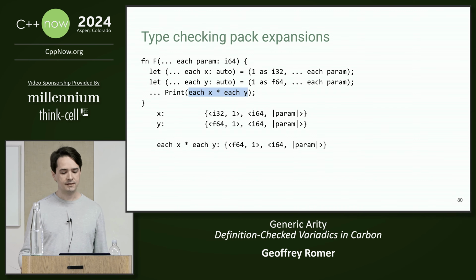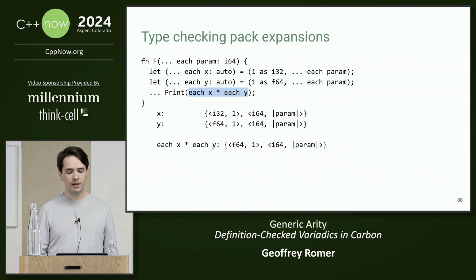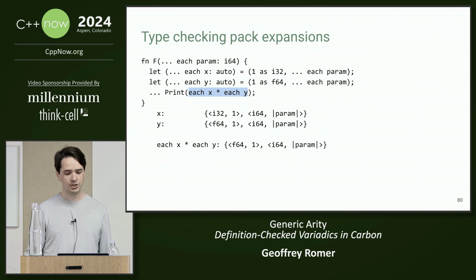And this generalizes. A pack expansion is a loop, so we can type check it in a loop, but it's a loop over segments, not a loop over elements. And as a result, we have to require that all the packs in an expansion have the same shape, meaning that corresponding segments have the same arities.